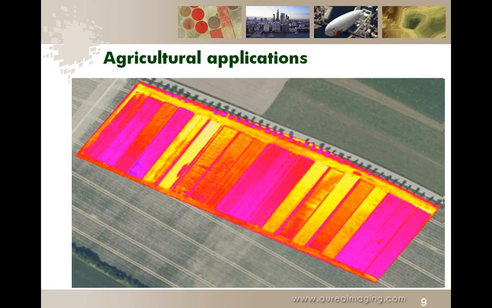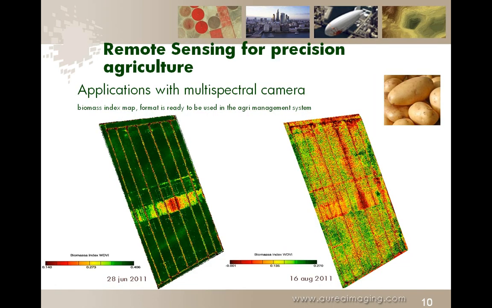Well, now we have these maps. We can detect nitrogen. We can have an idea about biomass and about the water stress. What can we do with this imagery? How can we transfer these maps into an application for the farmer that he can use on his tractor?